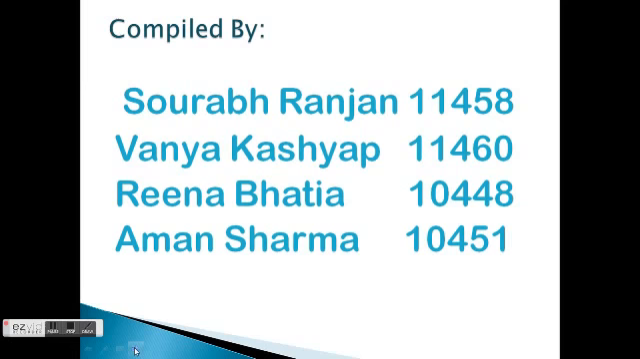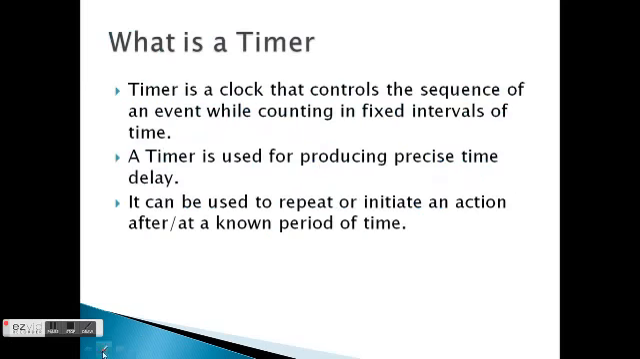8051 timers. So what is a timer? A timer is a clock that controls the sequence of an event while counting in fixed intervals of time. It is used for producing precise time delays and is used for repeating or initiating an action after a known period of time.